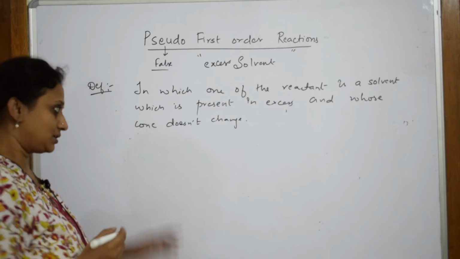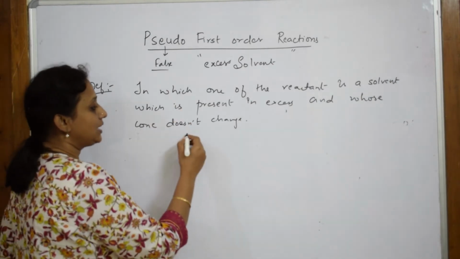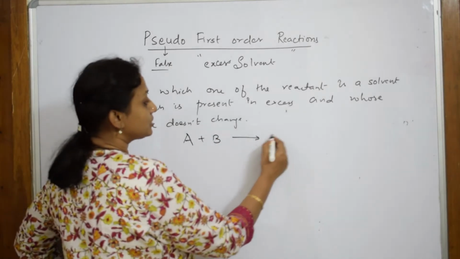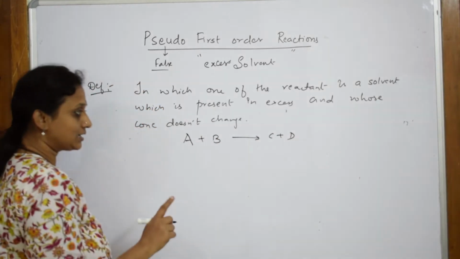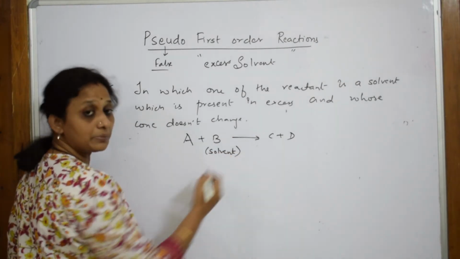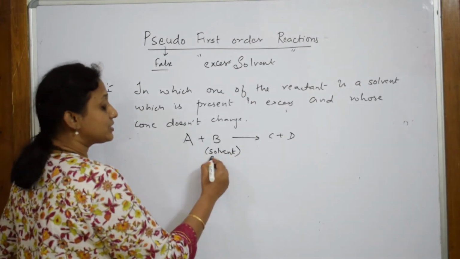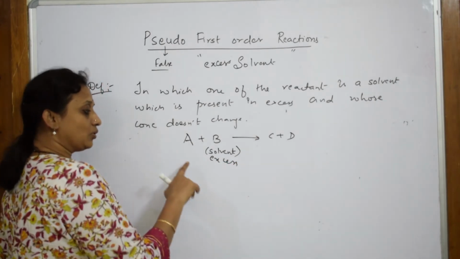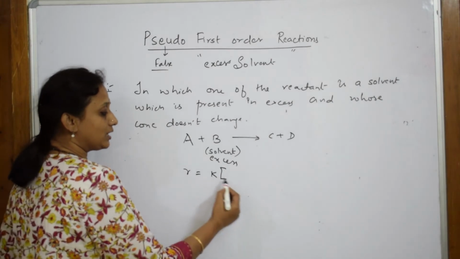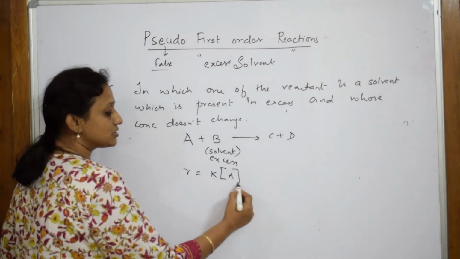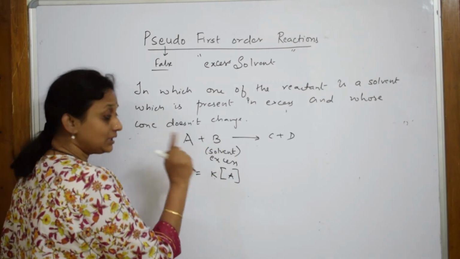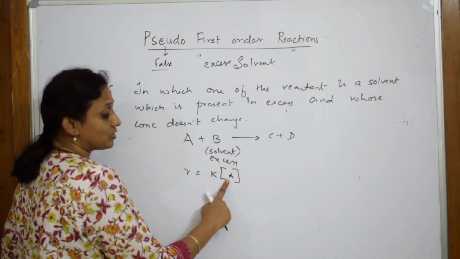Now, what am I trying to explain? I have a reactant A, I have a reactant B. It's going to give me products C plus D, but one of the reactants here is a solvent. Let it be ethanol or let it be water, and that solvent is in excess. Now, here what do we write? Rate of a reaction. I am going to write only one. That is, rate depends upon the concentration of one of the reactants only. Though both are participating, the rate depends on only the concentration of one of the reactants.